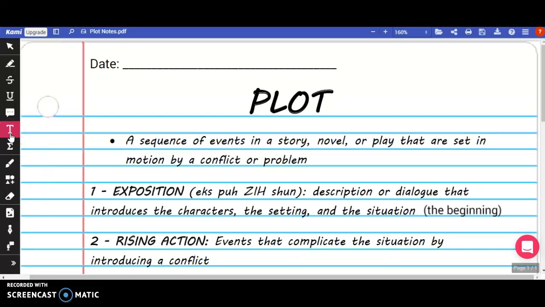These notes will need to be copied in the front of your spiral notebook. Before you begin, please put the date at the top of the page. These notes will be called plot.